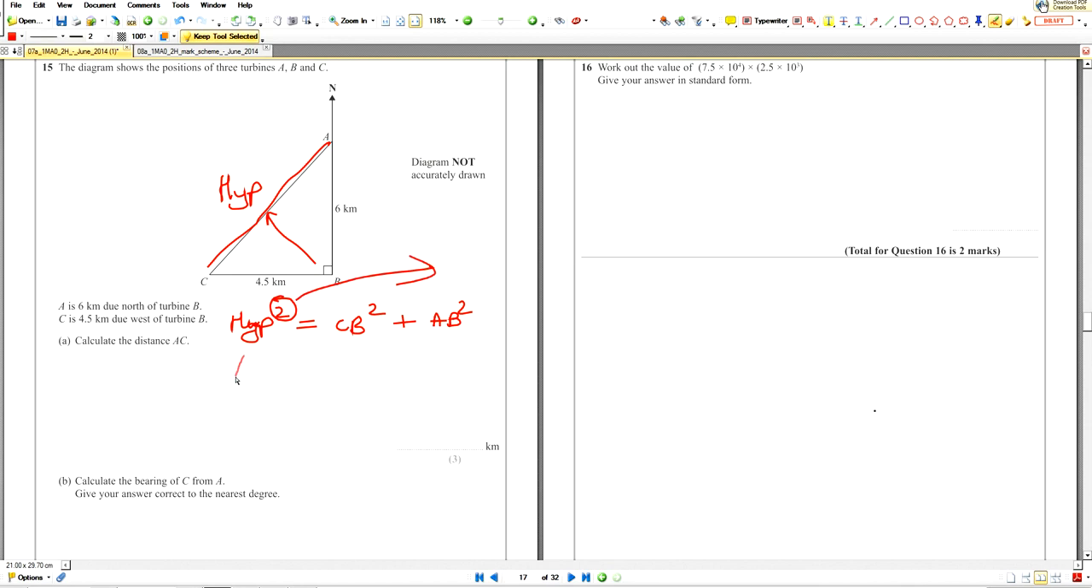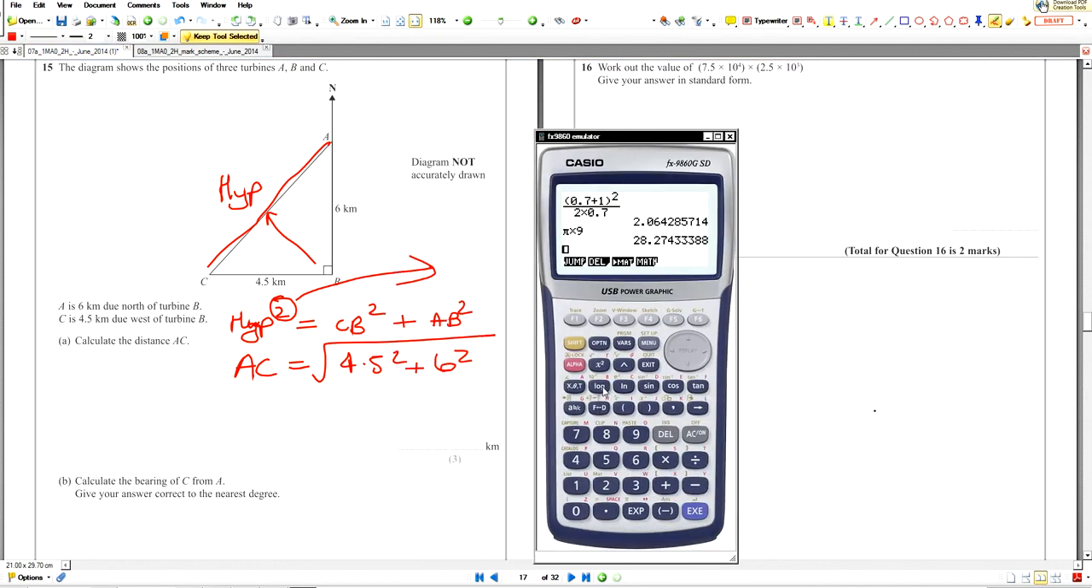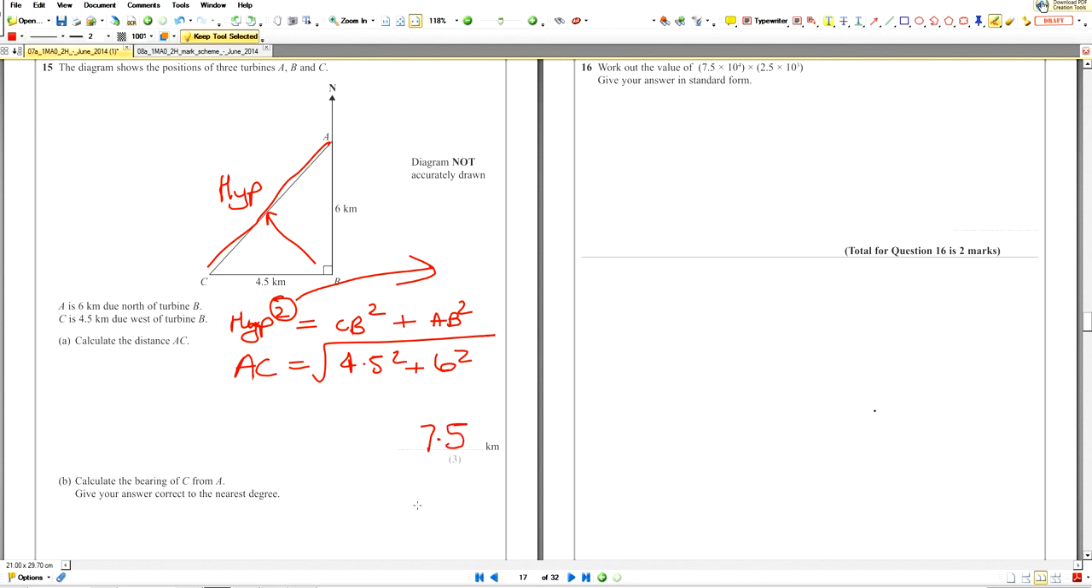So the hypotenuse AC is equal to the square root of 4.5 squared add 6 squared. So we get a calculator and we do exactly that. So we do shift square root. Okay, no, that's not that one. I think it's that one here. Shift square root. Yeah, that's better. 4.5 squared add 6 squared, and that gives us an answer of 7.5. And that is the answer.